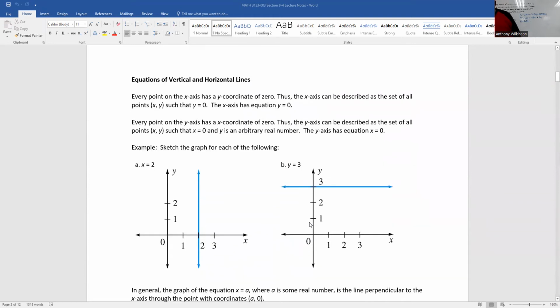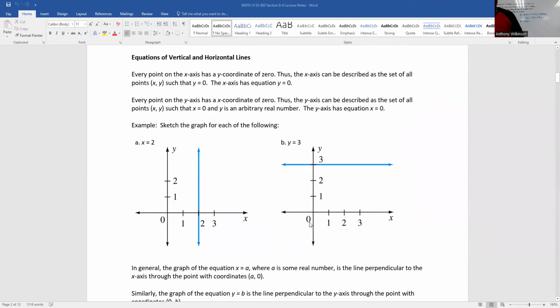Okay. Then we talked about the equations of vertical and horizontal lines. Anytime you have x equal to a number, your graph will always be vertical. The line will be vertical. And then y equal to a constant, or y equal to a number, means that the graph of the line will be horizontal, as you can see.